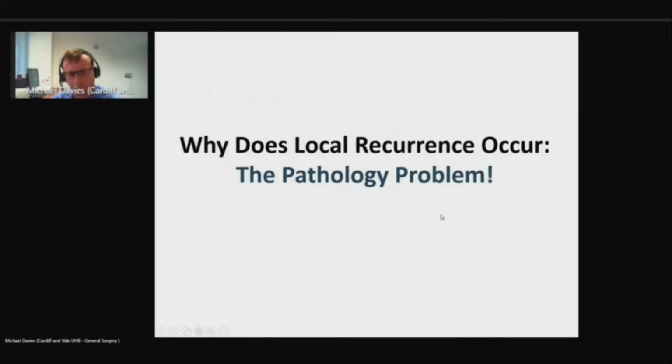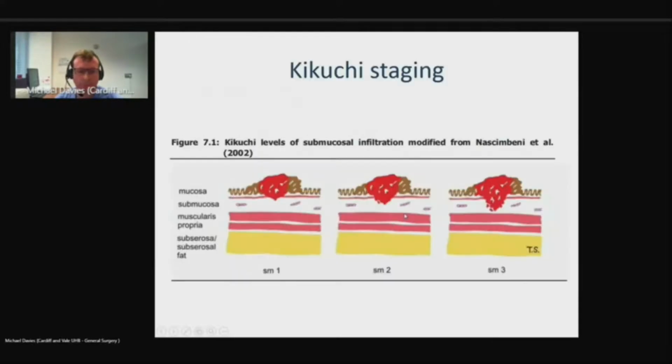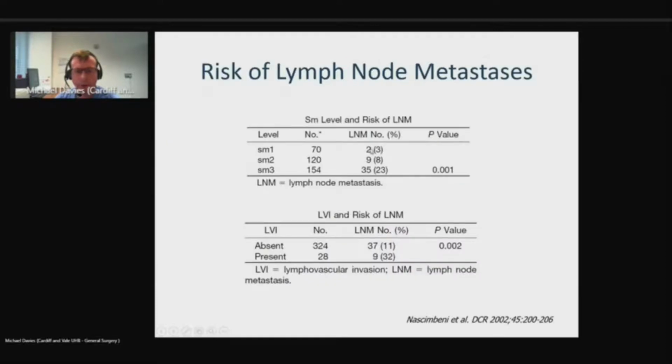So why does local recurrence occur? Well, this is the problem. This is Kikuchi staging, which describes how the tumour spreads as it enlarges through the submucosa. SM1, SM2 deeper, SM3 deeper again. And for each stage you go down through the levels of submucosa, you see that there is an increased rate of lymph node metastases. And what you also see, if you look at lymphovascular invasion, is a similar significant increase.